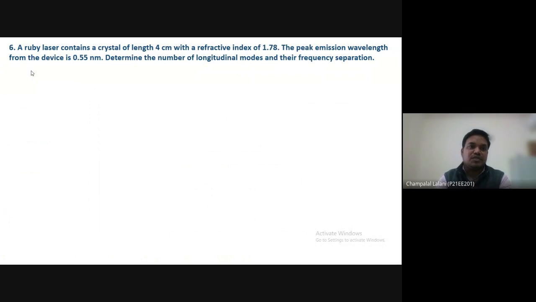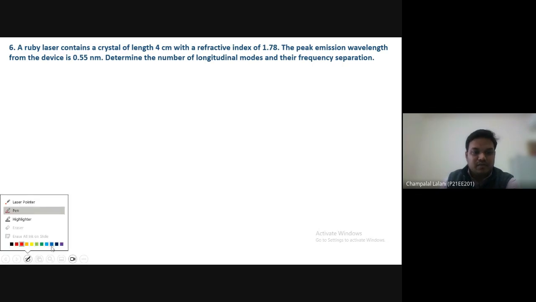So this is the first question. A ruby laser contains a crystal of length 4 centimeters with a refractive index of 1.78. The peak emission wavelength from the device is 0.55 nanometers. Now you have to determine the number of longitudinal modes and their frequency separation. You first try it yourself, then I will give the answer.